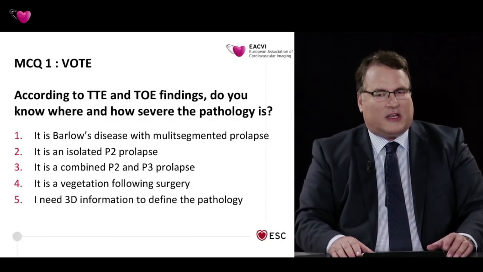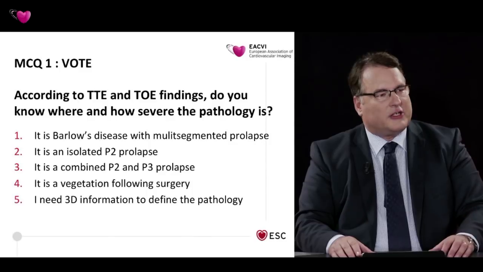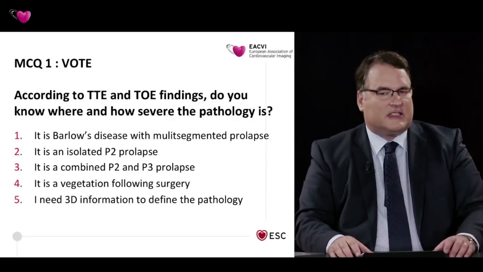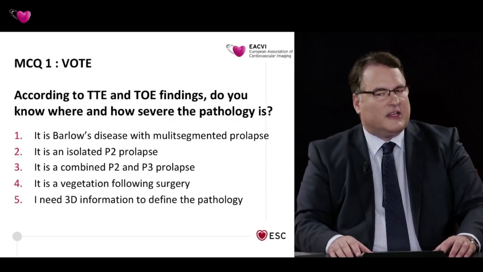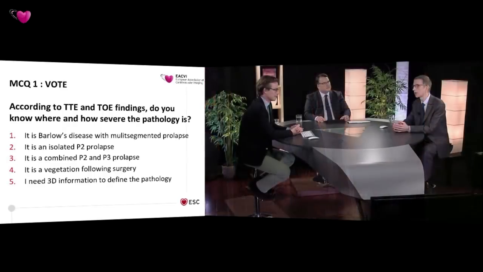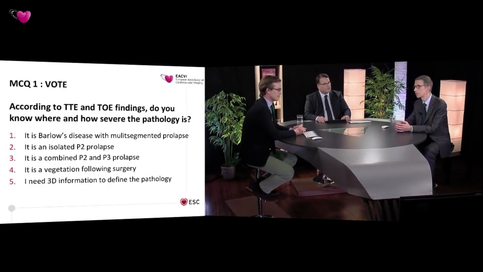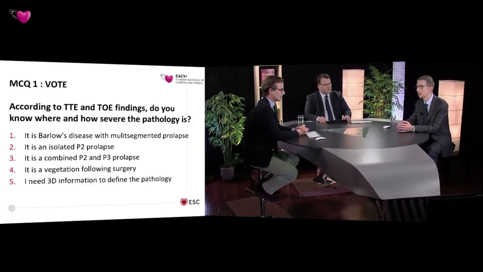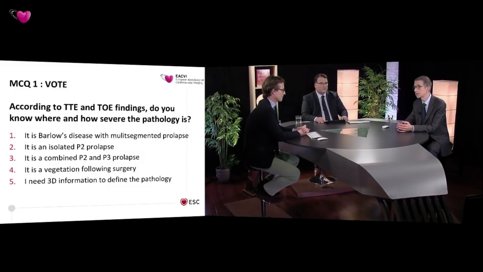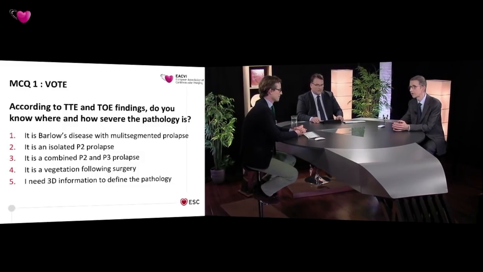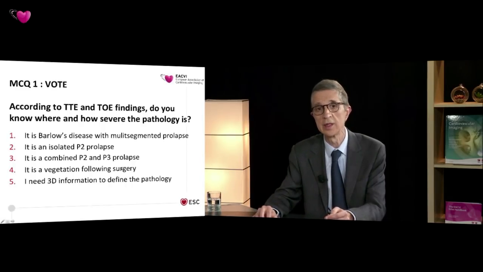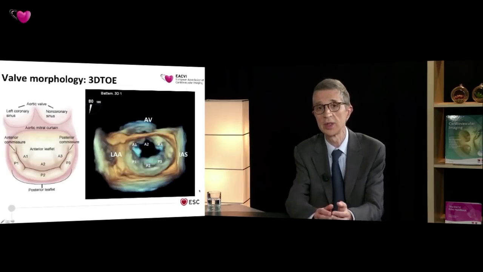So what are the hardest things to discover on those two-dimensional images? I think for me at least it has been hard to differentiate truly number 2 and 3. How would you do that? Yes, it is recommended in the guidelines and in practice to use multiplane imaging with 2D TEE to assess the different scallops of the valve. And it is sometimes difficult to assess the real extent of the pathology. And this is why we think we need more information, and especially 3D information.